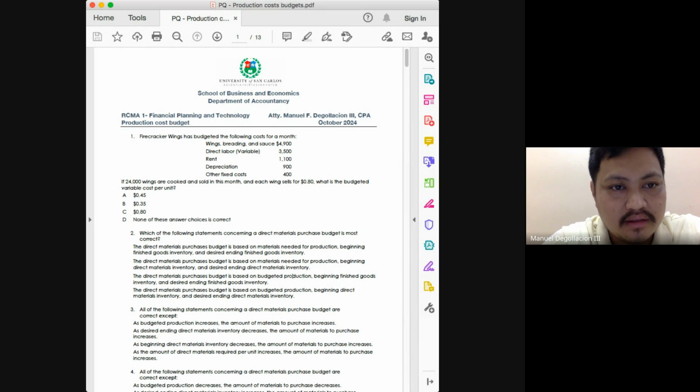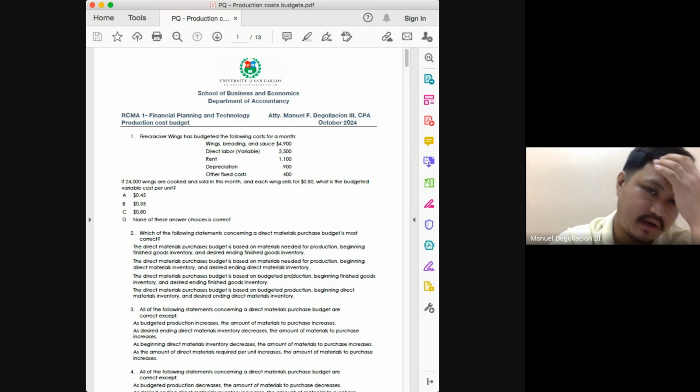Okay, rent, as you should know by now, is typically a fixed cost. Regardless of the level of volume of production, your rent will remain the same. The same is true for your depreciation. And of course, the last item here, the other fixed cost, is obviously a fixed cost. So in this problem, we will be ignoring the 1,100, the 900, and the 400. So we'll only take into account the variable cost.